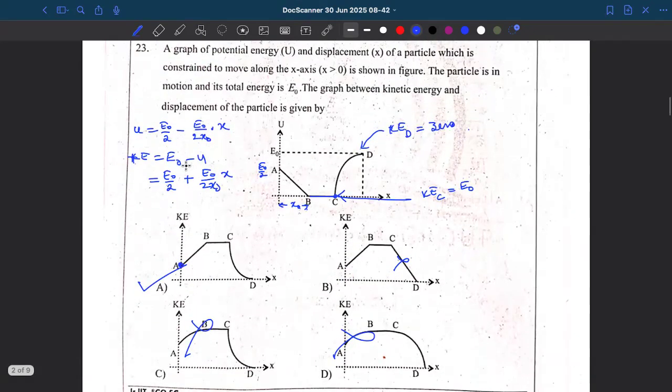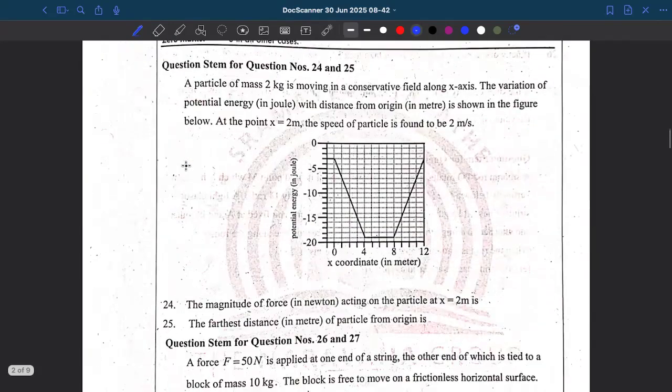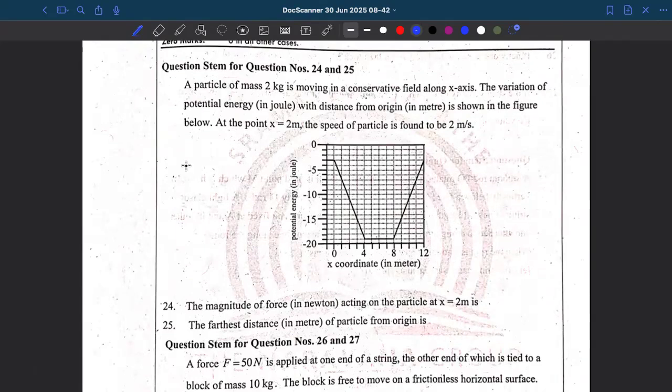How many have done this? Good. Right. 24 to 25.